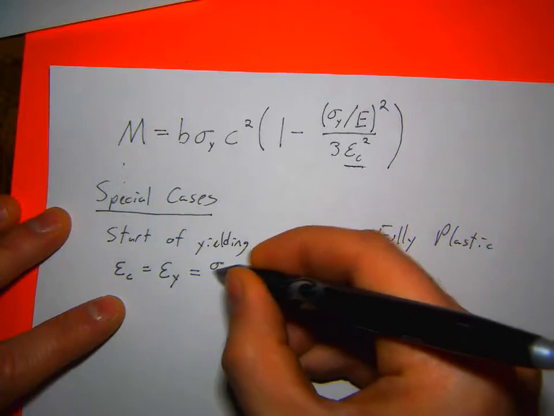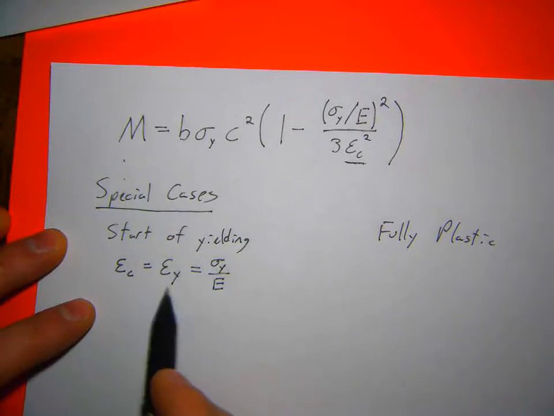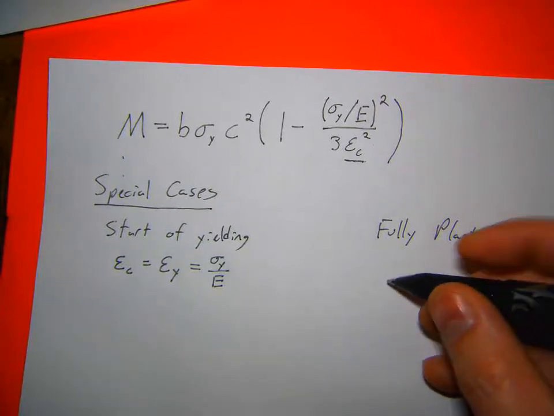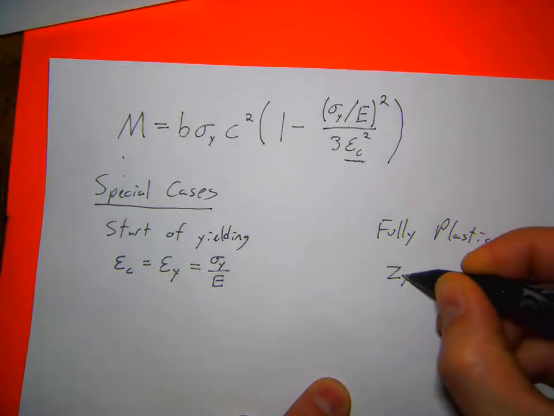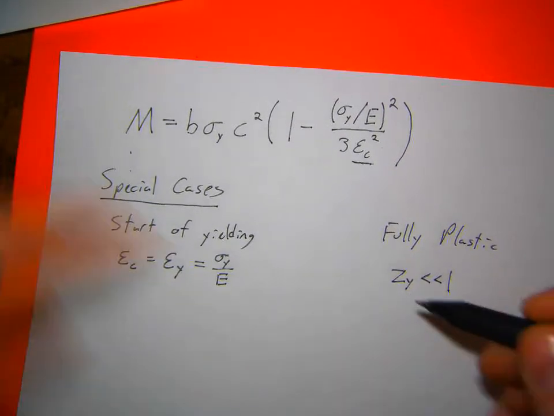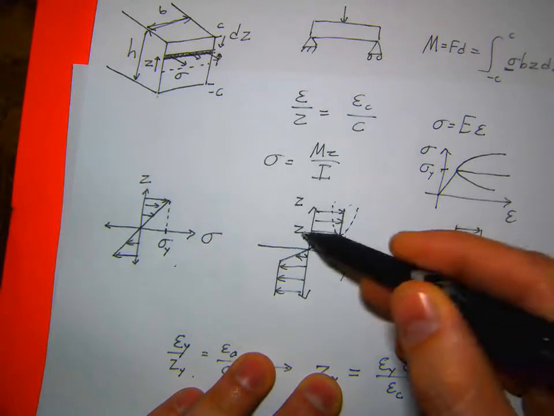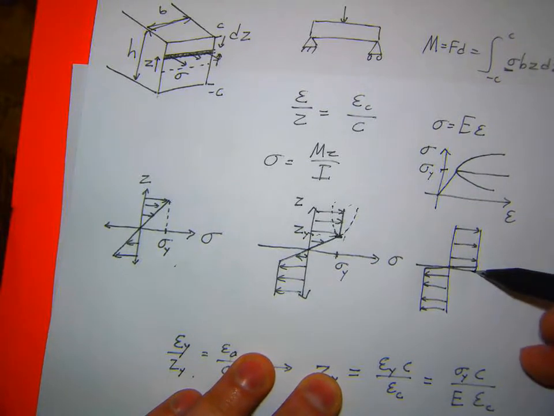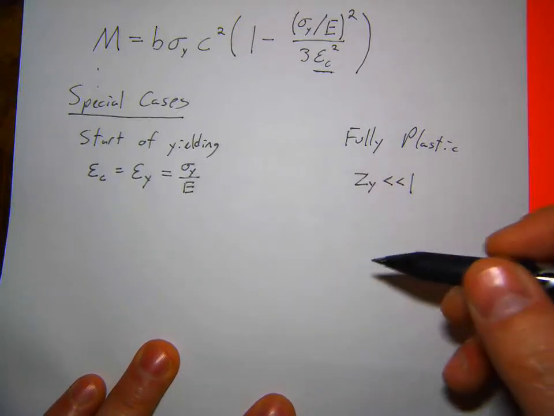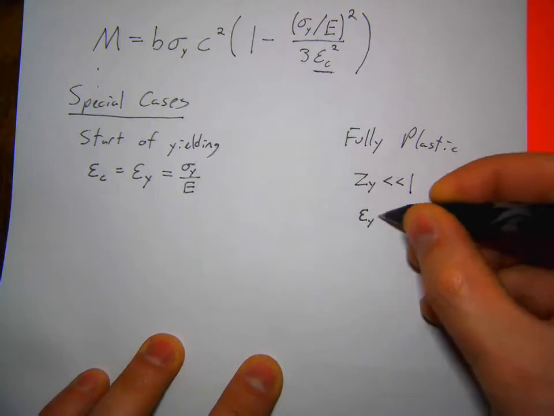And when it's fully plastic, I know that the yield point in the body, ZY, is much less than one. So this distance away from the neutral plane that the yielding has started has reached almost zero, even though it never fully reaches zero. And so that ZY, I can also say epsilon Y is much less than epsilon C, or sigma Y over E is much less than epsilon C.